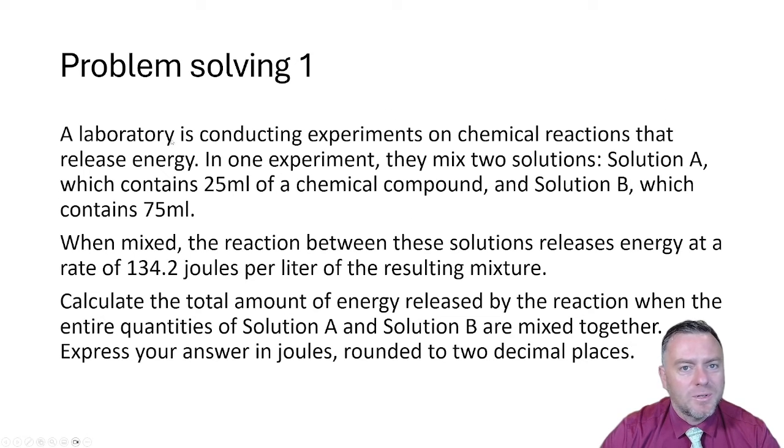Cool. So a laboratory is conducting experiments on chemical reactions that release energy. In one experiment, they mix 2 solutions, solution A, which contains 25 mils of a chemical compound, and solution B, which contains 75 mils. When mixed, the reaction between these solutions released energy at a rate of 134.2 joules per litre of the resulting mixture. Calculate the total amount of energy released by the reaction when the entire quantities of solution A and solution B are mixed together. Express your answer in joules.